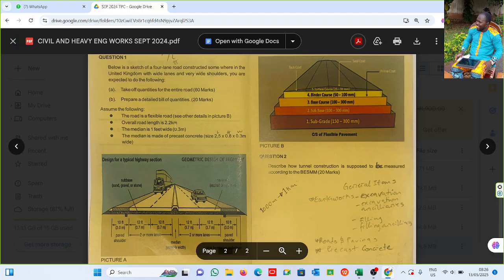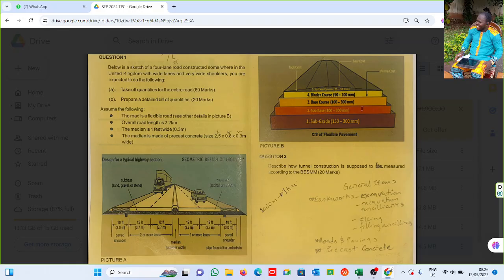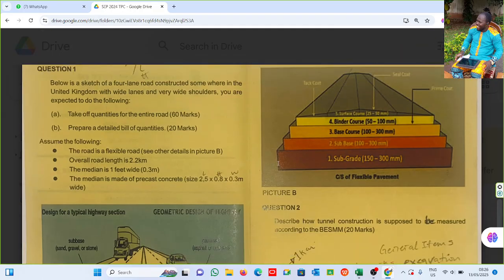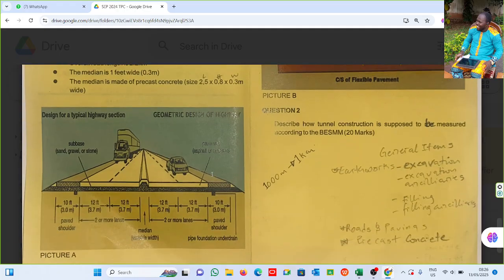We were told that the overall road length is 2.2 kilometers. The median is 1 foot, right? This is the median here, 1 foot, and the median is made of precast concrete. Here we measure everything for a flexible pavement, and this is what we'll be looking at in this particular tutorial. All right, now let's quickly study the drawing properly.